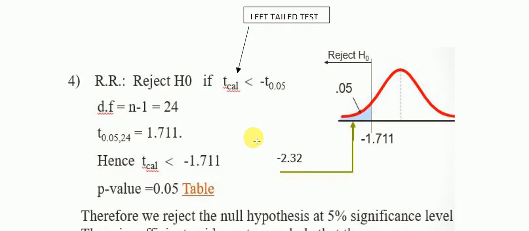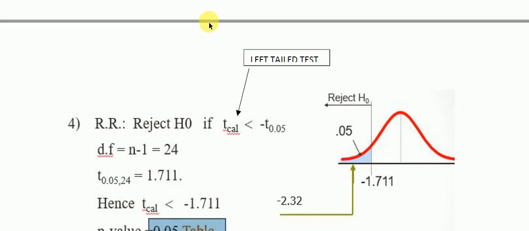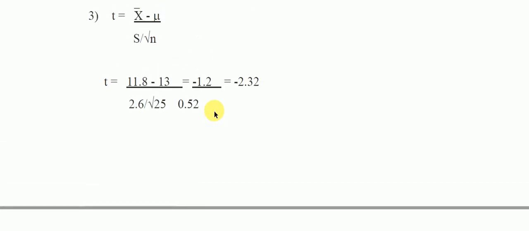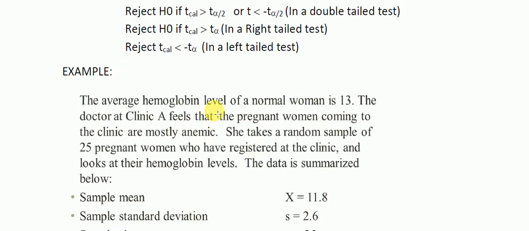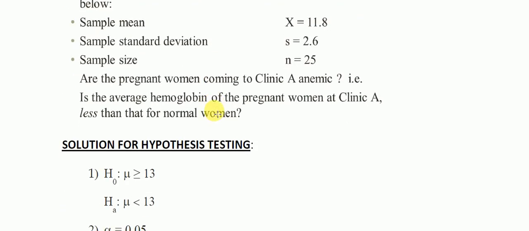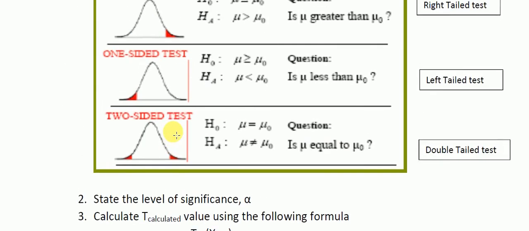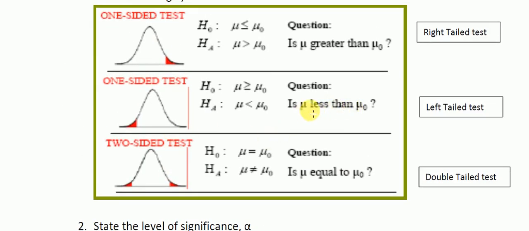Now the next step. So now we either have to reject the null hypothesis or fail to reject the null hypothesis. Let's see what we are supposed to do over here. Since we have already seen that this is a left-tailed t-test, why is this a left-tailed t-test? Because of the question. The question says, is the average hemoglobin of the pregnant women at clinic A less than that for the normal woman? And we have already seen that if it's less than mu naught, then it's a left-tailed t-test.